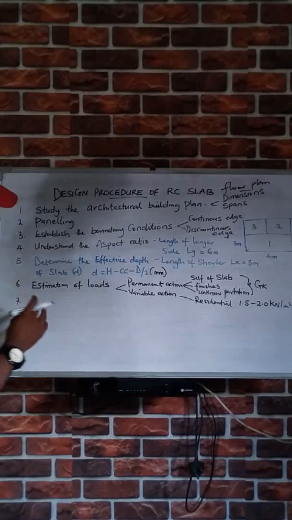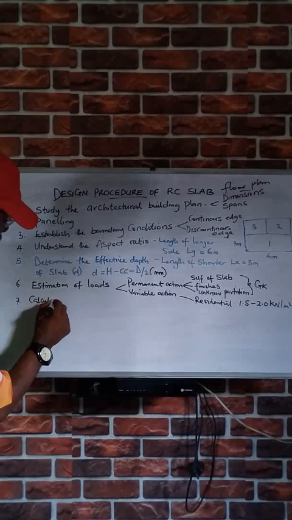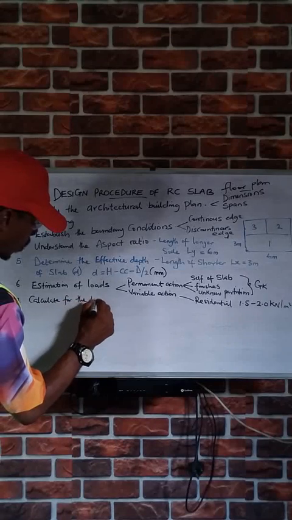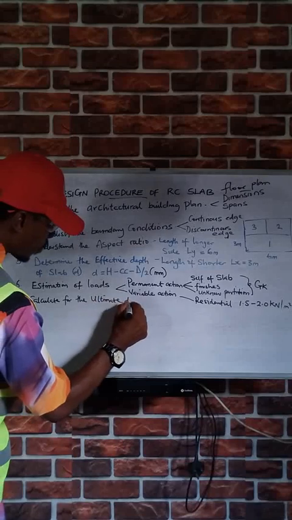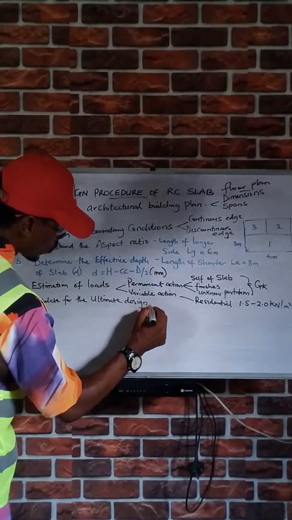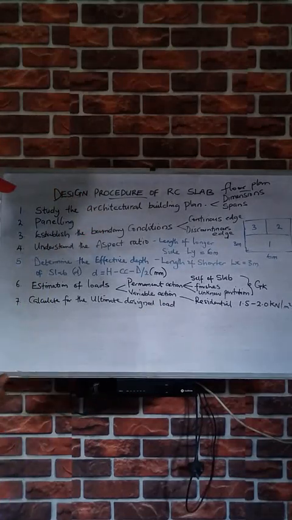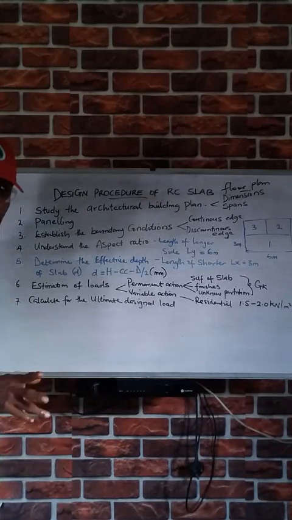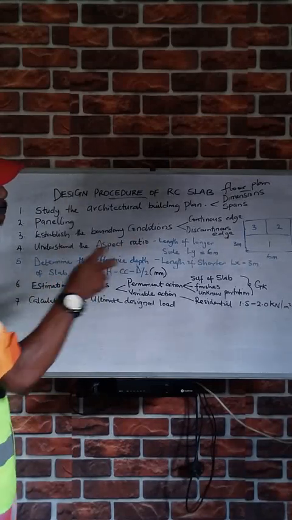Okay, so once you are done with this, the next step, which is step 7, is to calculate for the ultimate design load. All right, and for our slab, we usually consider it as simply supported, with a uniformly distributed load, because we are treating the panels.